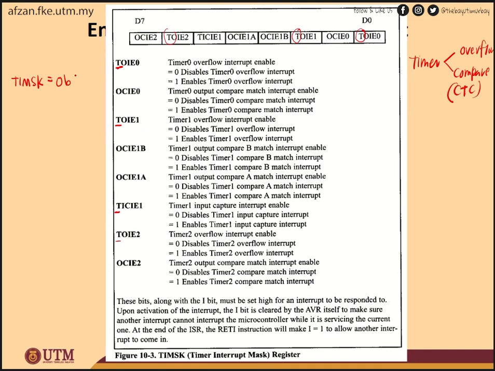For example here, you're going to use timer 0 in overflow method, so what you're going to write there is 0b00000001. Because here you see timer 0 overflow interrupt enable, so you write down 0b00000001, or you can also write TIMSK equal to 0x01. Also can, depends on you.